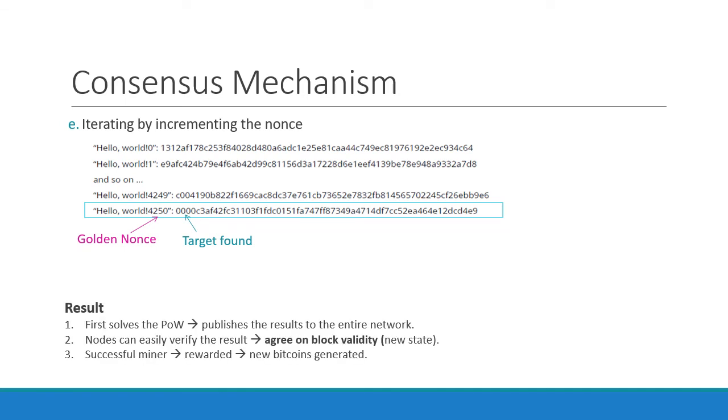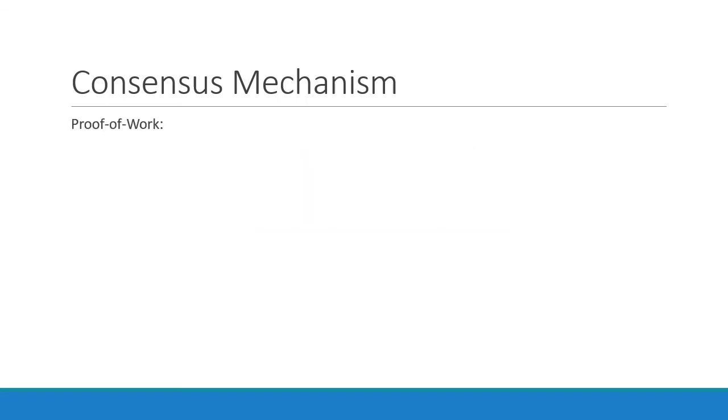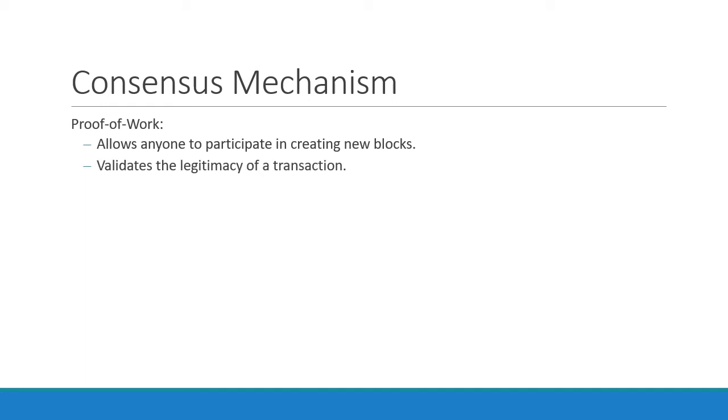The miner who first solves the proof of work by finding the target publishes the result to the entire network. All the other nodes can easily verify the result and consequently agree on the block validity and the new state of the blockchain. The successful miner is rewarded and new bitcoins are generated in the system. Proof of work allows anyone with a processing unit to participate in the process of creating new blocks. It validates the legitimacy of the transaction.